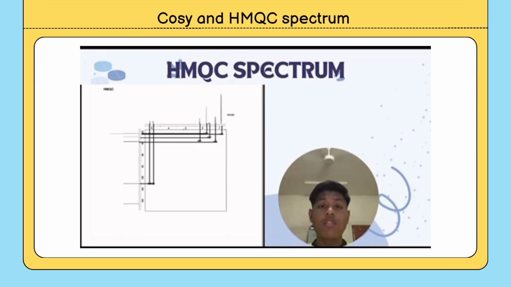By combining COSY and HMQC, we can piece together how atoms are connected and build up a clearer picture of the molecule's structure. COSY shows which protons are neighbors, while HMQC shows which protons are bonded to which carbons. That's all from me. Thank you.